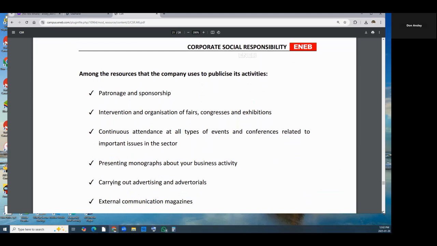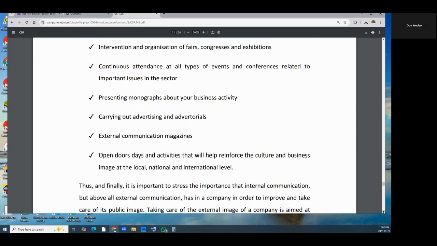Among the resources that companies use to publicize their activities are patronage and sponsorships, intervention in organization affairs, congresses and exhibitions, continuous attendance at events and conferences related to the important issues of the sector, presenting monographs about your business, carrying out advertising and advertorials, external communication magazines, open door days, and activities that will help reinforce the culture and business image at the local, national, and international level.